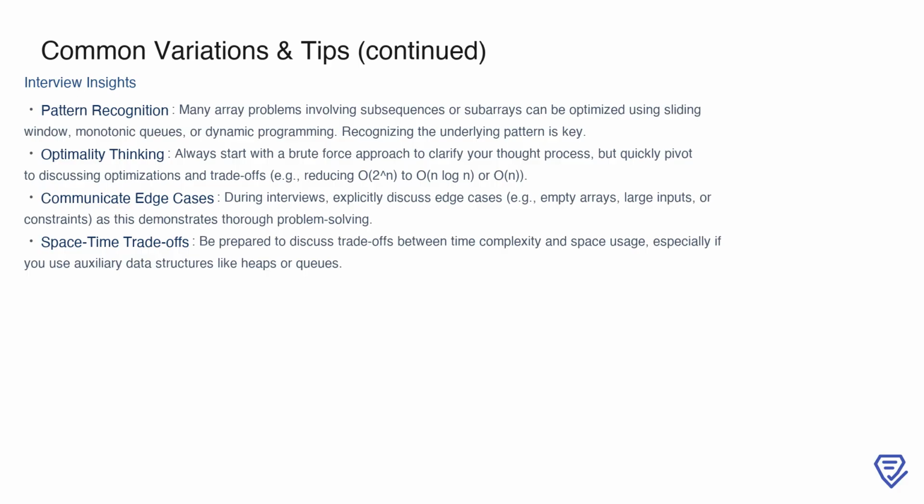Additionally, explicitly discussing edge cases during interviews is a great habit to demonstrate thoroughness. Highlight how your solution handles scenarios such as empty arrays, very large inputs, or constraints on values. Finally, be prepared to discuss trade-offs between time and space complexity. For instance, using auxiliary data structures like heaps or queues can improve time efficiency but may require additional memory. Explaining these trade-offs shows that you understand the broader implications of your approach.